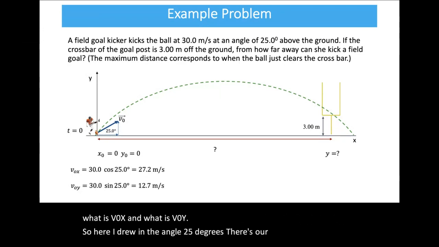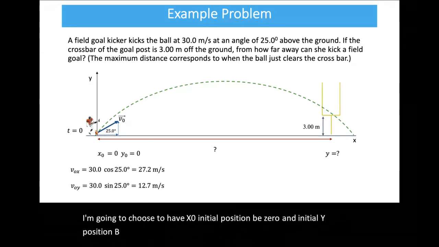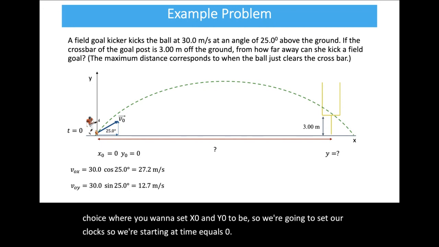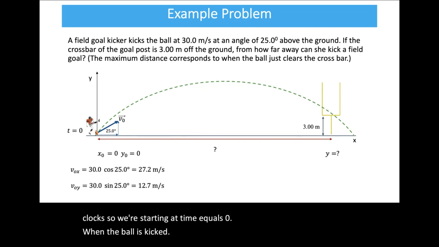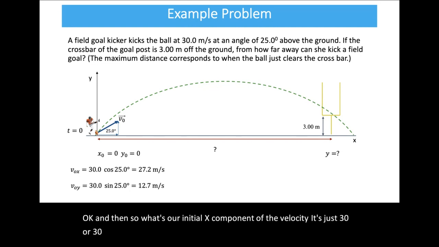There's our initial velocity vector. I'm going to choose to have x0, the initial x position, be 0, and the initial y position be 0. If they're not given, you can choose that. It's your choice where you want to set x0 and y0 to be. So we're going to set our clock starting at time equals 0 when the ball is kicked. And then, what's our initial x component of the velocity? It's just 30 meters per second times the cosine of 25, and that gives us 27.2 meters per second.